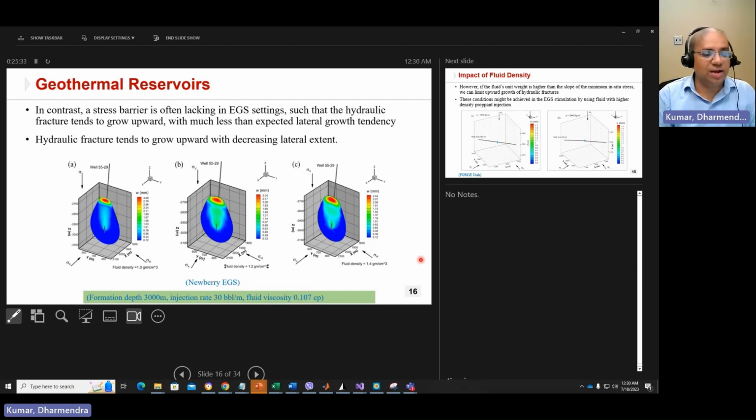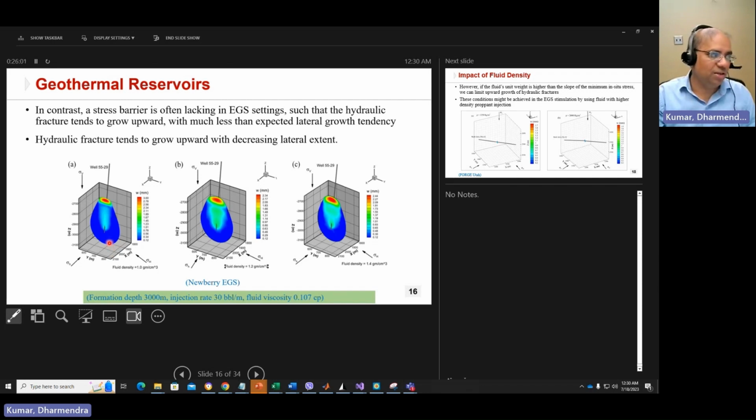Let's see some of the propagation in geothermal reservoirs. Like I said, geothermal reservoirs are not sedimentary. They don't have this kind of bedding. It's more like a homogeneous or naturally fractured reservoir. So here, mostly these fractures will grow upward if there's nothing to contain them, so they will keep growing upward.